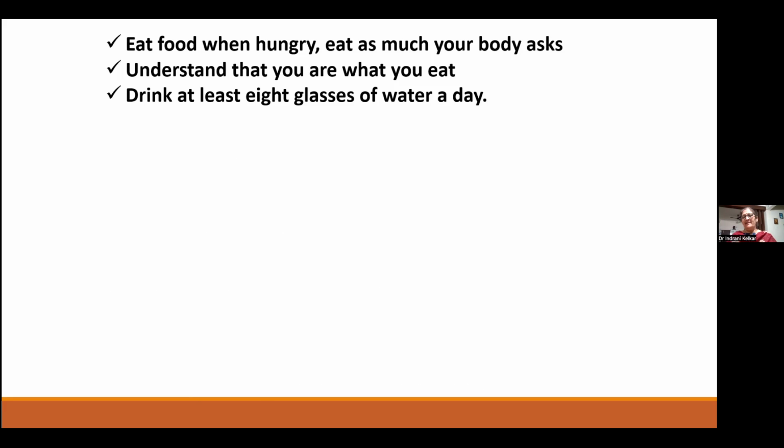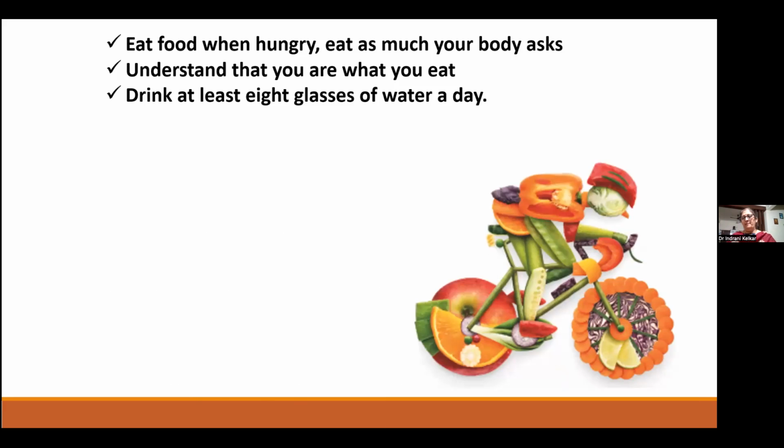Drink at least 8 glasses of water. Now that glass need not be 200 ml. Depending on what kind of temperature you are in, you can have 5 ml, 10 ml, 20 ml, but drink in intervals. Drinking a lot of water at a time is not good for the brain. So remember that what you eat is what your body is. Lots of fruits, lots of vegetables, lots of pranic food, lots of nuts, lots of protein is good for your body and brain.